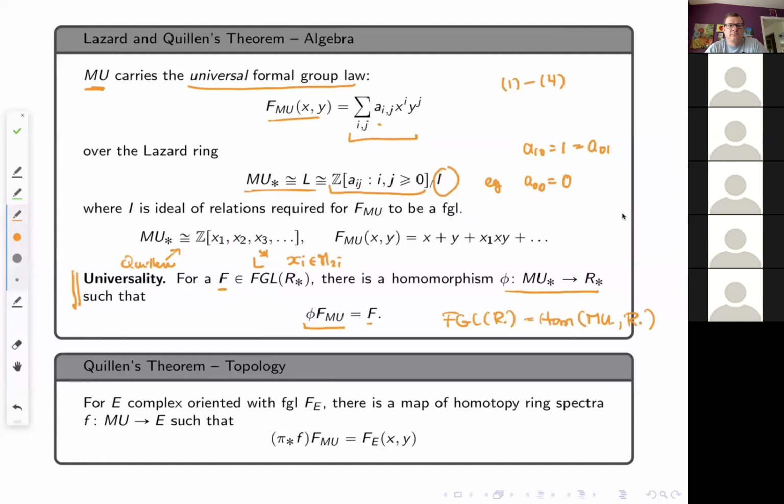Well, okay, so maybe people knew MU star before Quillen, I don't know. But Quillen's theorem is that F_MU is the universal formal group law. And in fact, if you start writing things down, you'll see that the first coefficient, x1, you can think of as the coefficient of x times y.